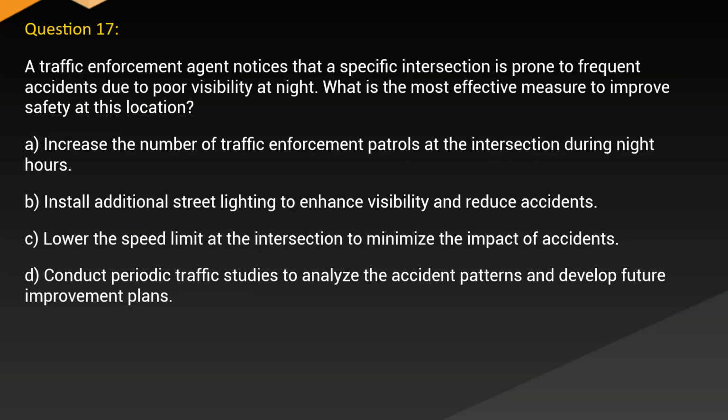Question 17. A traffic enforcement agent notices that a specific intersection is prone to frequent accidents due to poor visibility at night. What is the most effective measure to improve safety at this location? A. Increase the number of traffic enforcement patrols at the intersection during night hours.